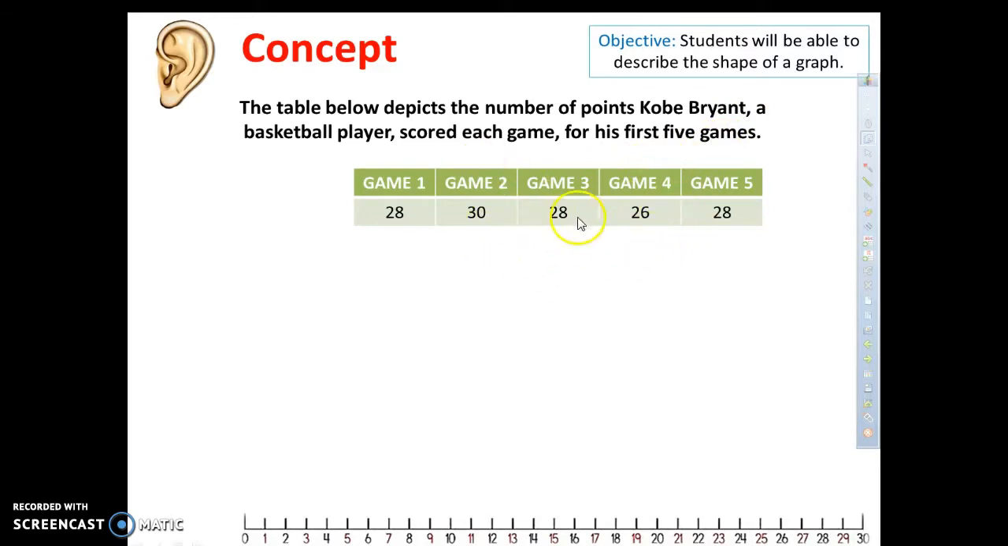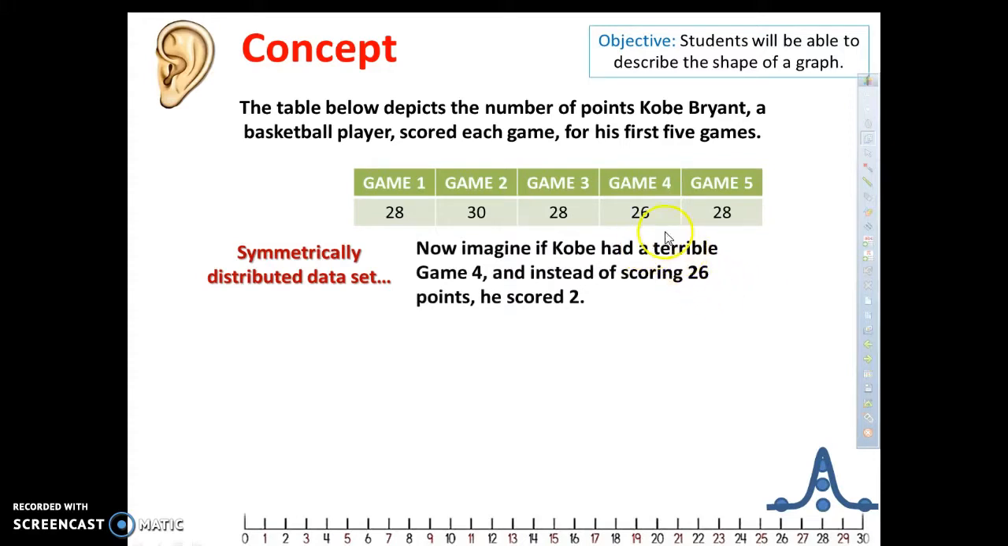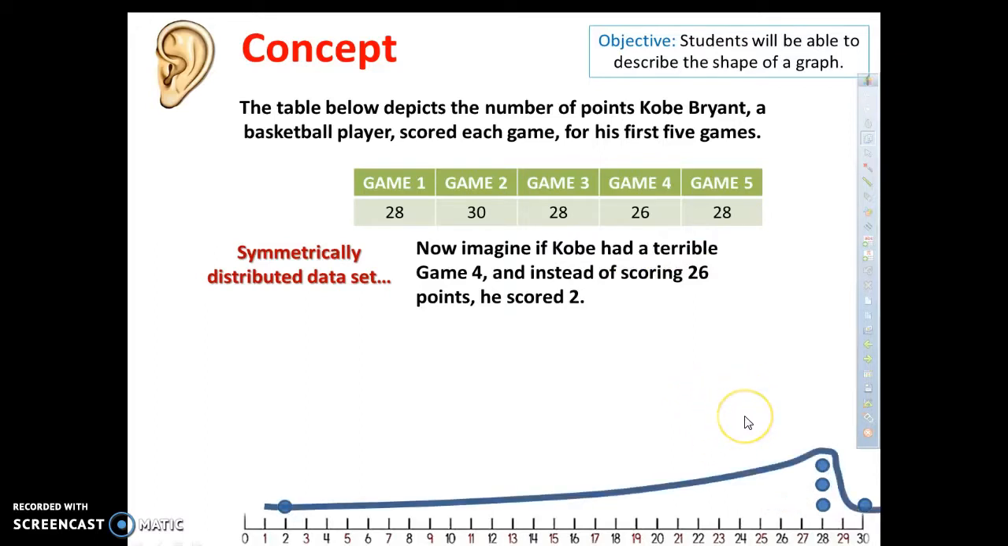But here's some points that Kobe put up. These are average points for Kobe in 5 games. Here's Kobe's points, and it's symmetric, right? I created a dot plot. It's symmetric. But now imagine all of a sudden, instead of in game 4 he scored 26 points, he scores 2. Man, he only played a couple minutes, got injured or something, hurt a finger.